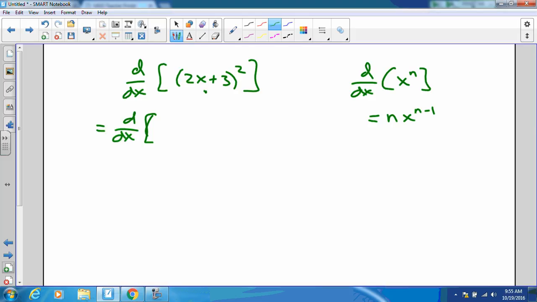All is not lost. I can appeal to algebra to simplify this. When I square 2x plus 3, I get 4x squared plus 12x plus 9. And now I can walk through and take the derivative term at a time. If I try to apply the power rule to this directly, I will get the wrong answer.